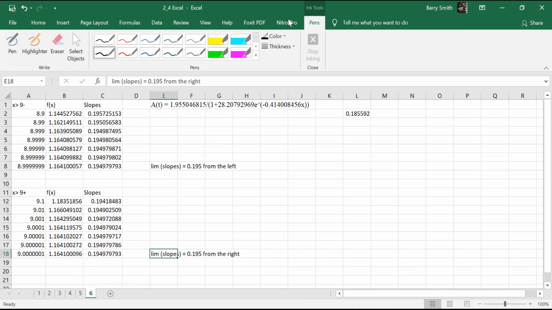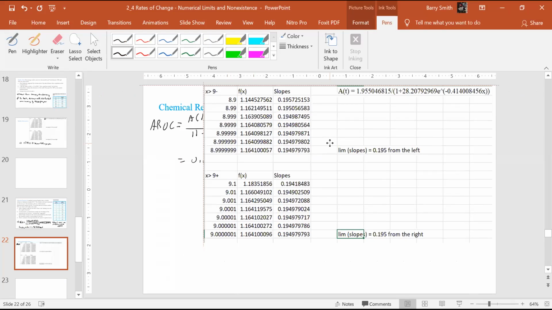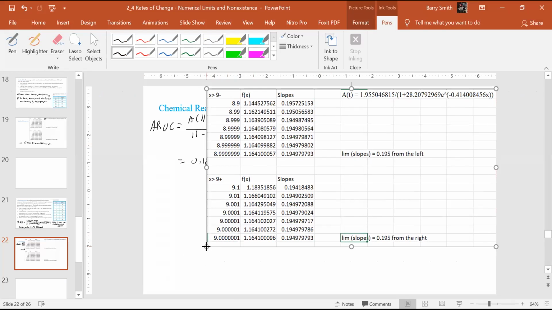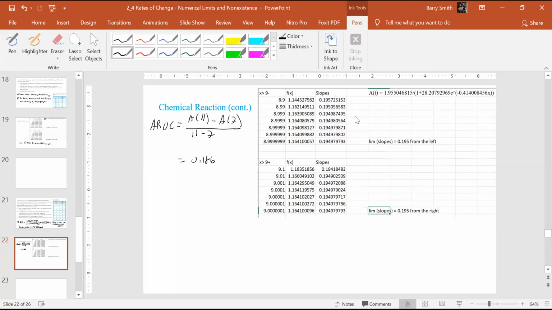So let's go ahead and copy this so we can paste it into our PowerPoint. And so we copy that. And now we can go to the PowerPoint again. And let's paste. Now that's going to kind of cover up stuff, so let's shrink it down a little bit. All right, so we have all our information here.